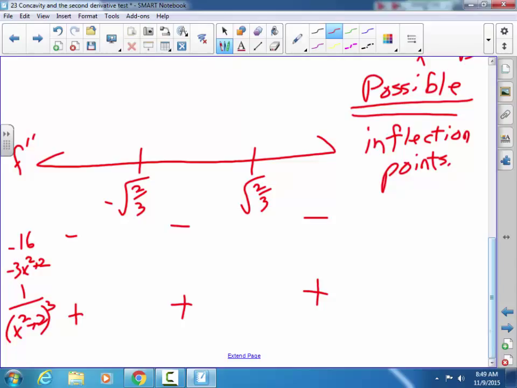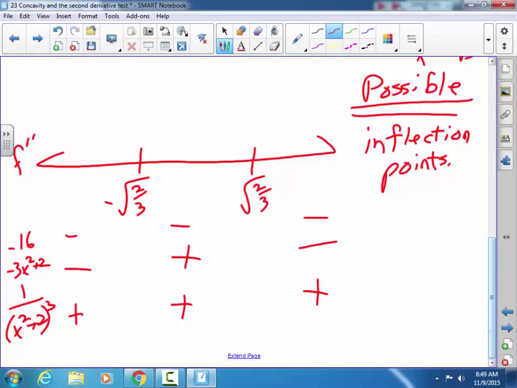Negative 2. Negative 2 squared is 4 times negative 3 is negative 12 plus 2 is negative. What's the number between those two? 0. 0 squared times negative 3 plus 2 is, so it's positive. What are we going to put bigger than 2/3? 1? Yeah, 1's bigger than that. 1 squared is 1 times negative 3 is negative 3 plus 2 is negative.